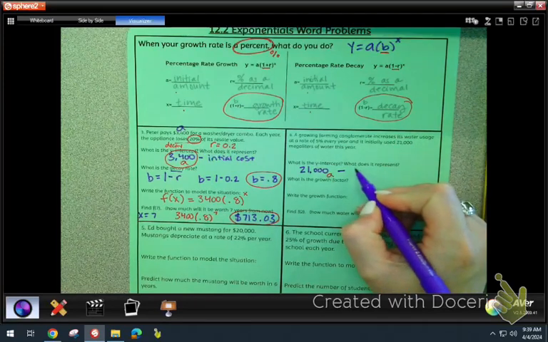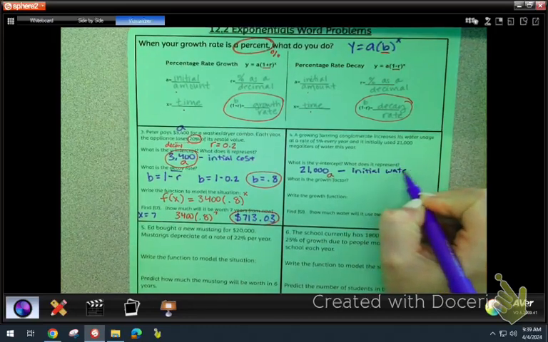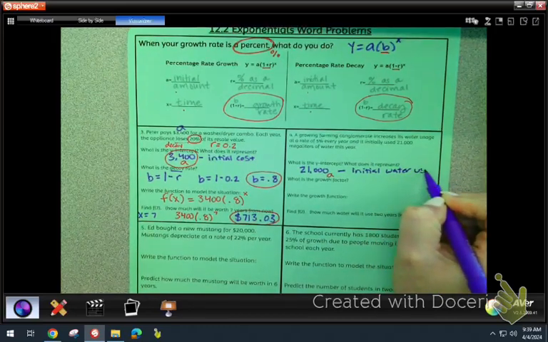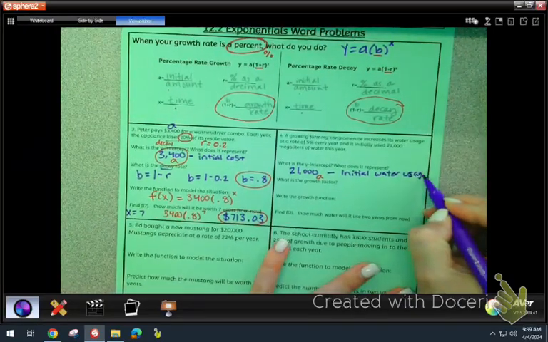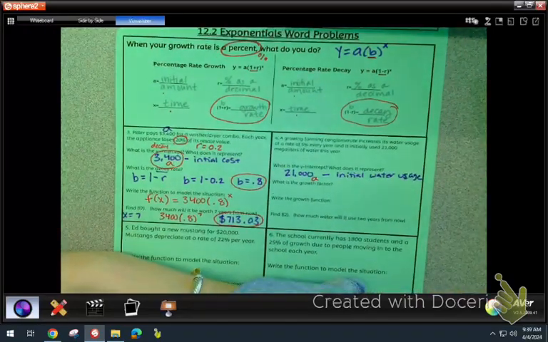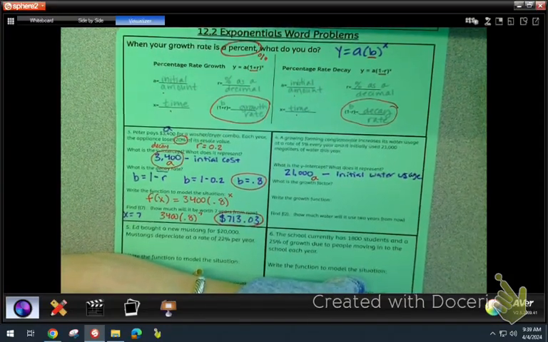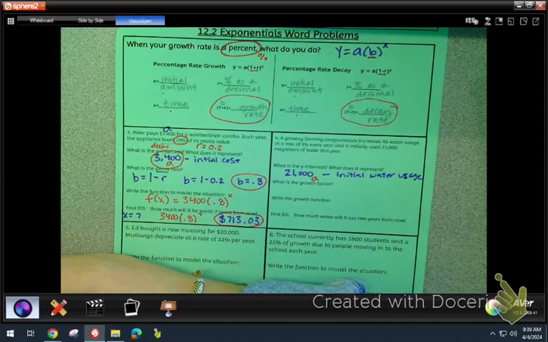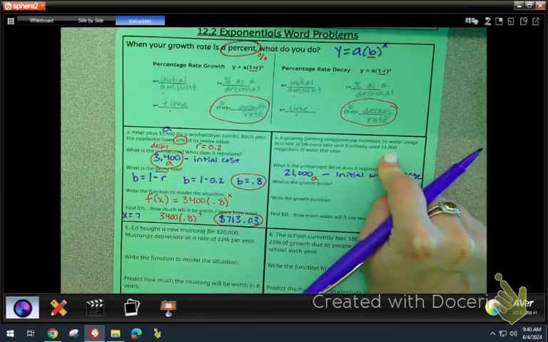In the story, water used. Initial, make sure you always include that, initial water use. Okay? That should always be given to you. Okay? How much you start with, somewhere in there. Now, you're done with 21,000. Don't use that again.